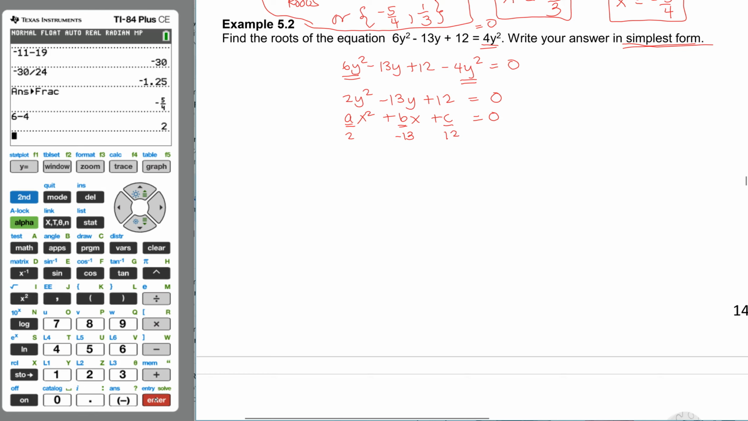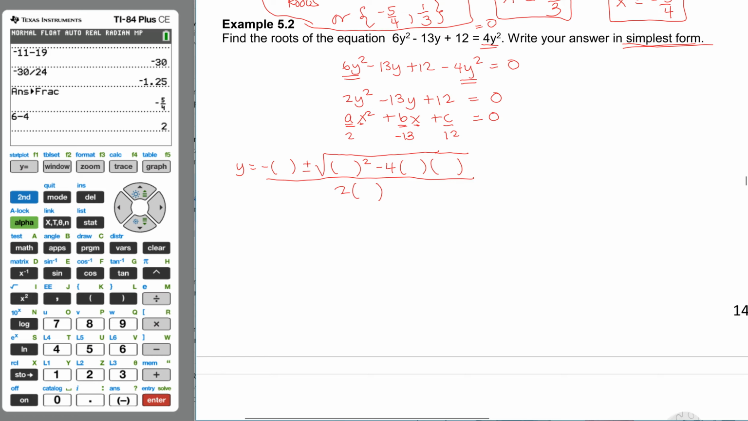So we are now ready to write the formula. Now we're solving for y. X can be any variable here. So in this case we have y, so I will just say y equals negative b plus minus the square root of b squared minus 4 times a times c, divided by 2 times a.